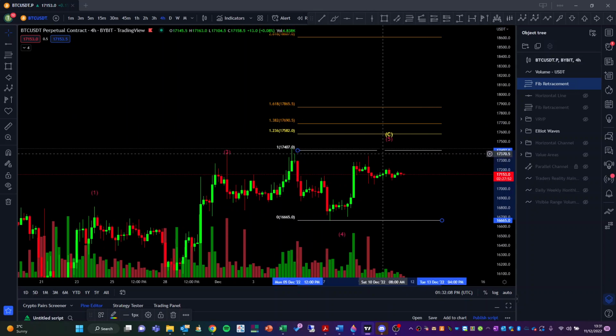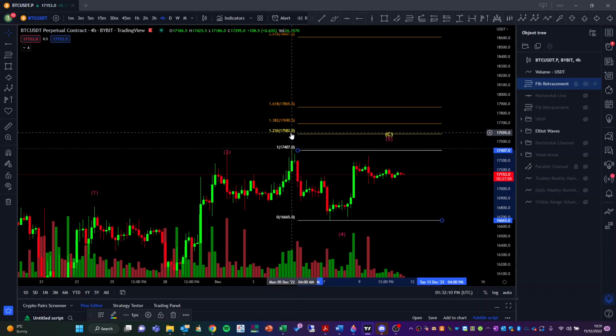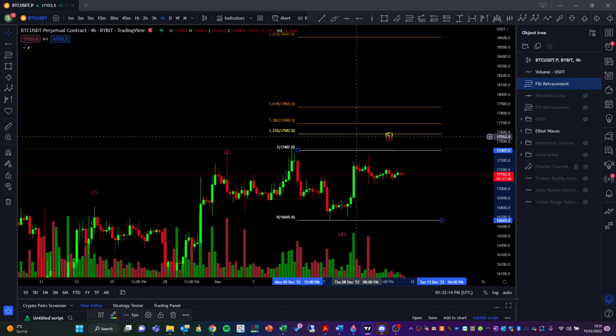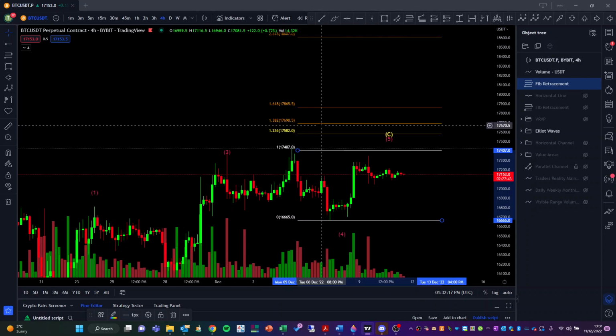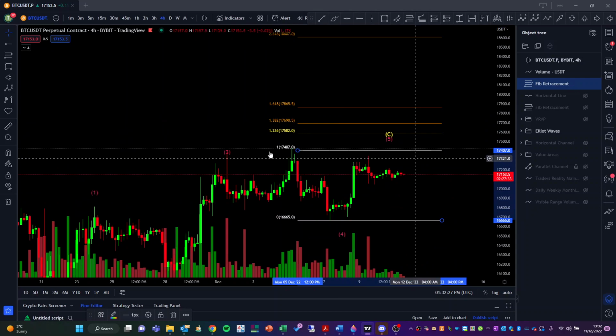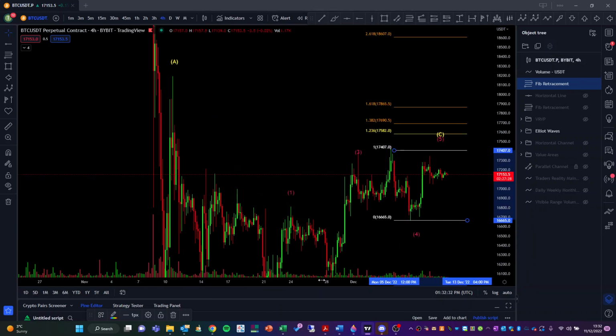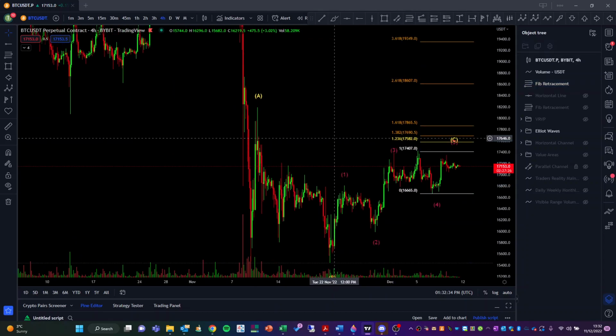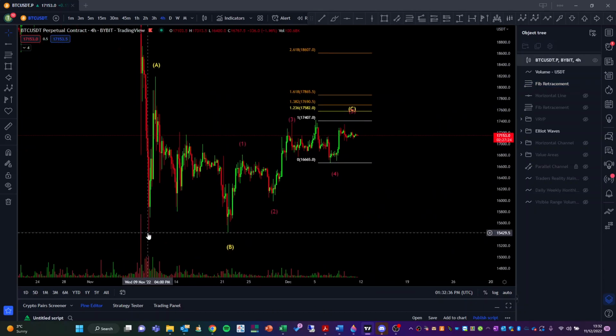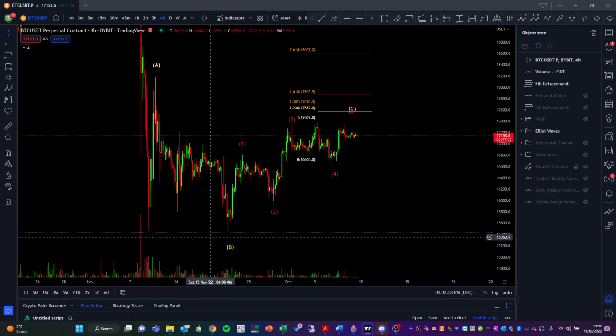that potentially we could come up to the 236, which is around the 17,582. We may go a little bit beyond that to the 1.382 again, so we could come up and maybe tag these lines. We've also got a daily pivot point here, a daily high somewhere in this area. So I could see this absolutely playing out. We've had this formation on these waves for some time. We're going back to early November. All this has been playing out.